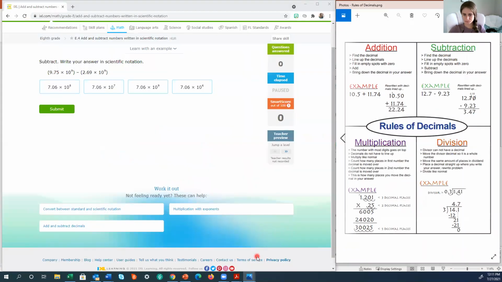And I'm going to go ahead and place this anchor chart here. As you will see, this anchor chart is a little bit larger. There is also the ability to remind yourself on how to multiply and divide with decimals. That's not the focus of this video, but it could help you with future assignments. So you do have the full picture here. All right, let's focus on IXL. We are doing the assignment add and subtract numbers written in scientific notation. And our directions in this case tell us to subtract and write your answer in scientific notation.